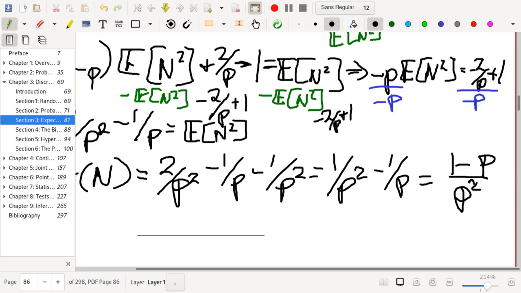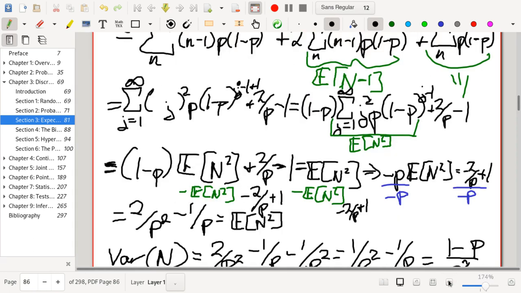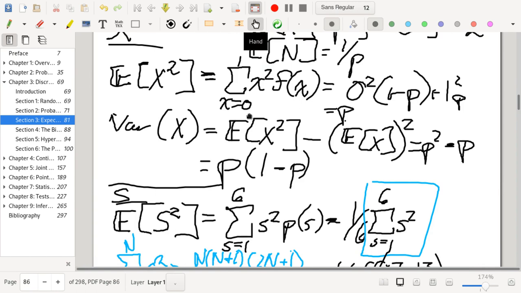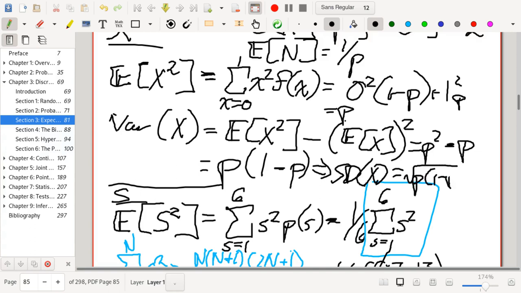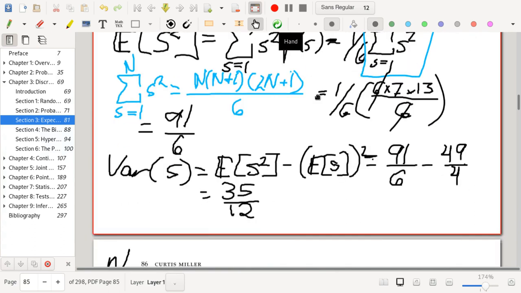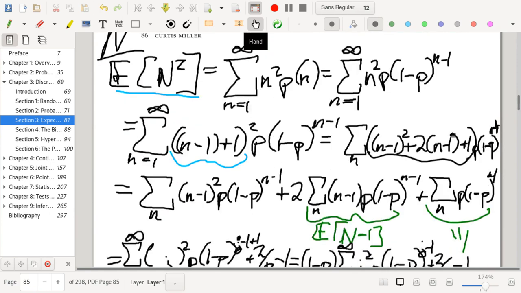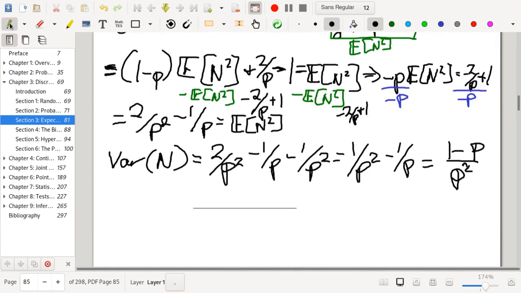Did I say that we should compute the standard deviation too? It's not super hard to do. You just take the square root. But yeah, I did ask for standard deviations. So, okay, computing the standard deviations too. That's super easy. You just take the square root of the variance. So the standard deviation of x is equal to the square root of p times 1 minus p. The standard deviation of s is equal to, let's see, 1 half times the square root of 35 over 3. And for n, let's see, the standard deviation of n is going to be the square root of 1 minus p, divided by p.